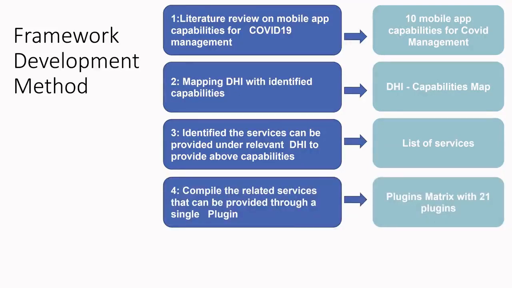Now the fourth step. We have a list, and now we can group this list and put the services into plugins, as I mentioned earlier. So we identify the related services and group them as a plugin. At the end of this exercise, we identified 21 plugins like news portal, maps and location, service enrollment, contact tracing, vaccine management. These are the plugins. We identified these plugins to provide the different services related to COVID management. That's our fourth step in developing this framework.